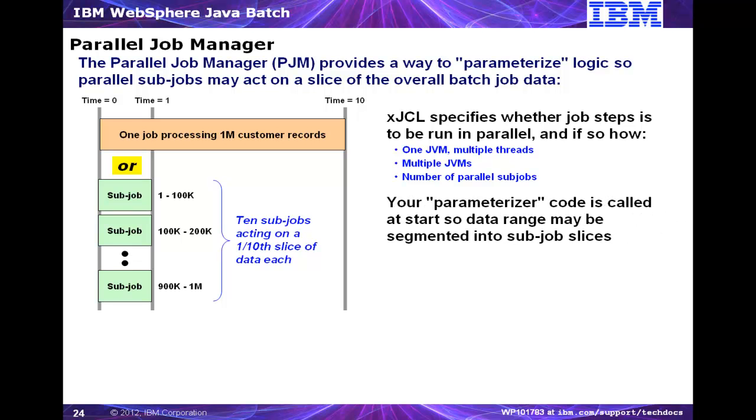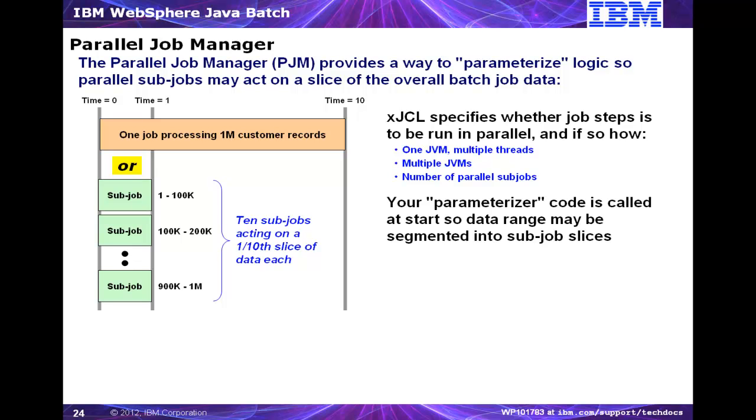The Parallel Job Manager calls a piece of custom code you write that creates parameters used to split the data into the sub-job ranges. This is custom code because you know your data better than WebSphere Java Batch knows your data. You know how it might best be divided.